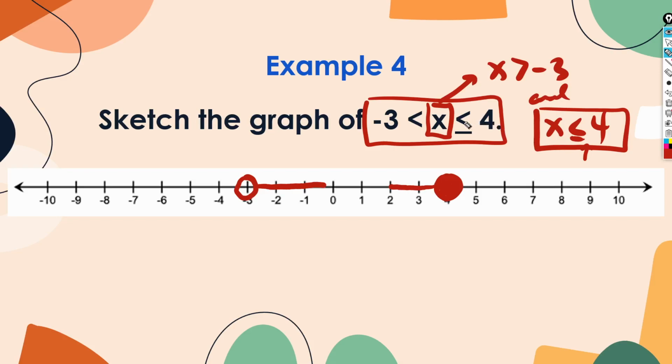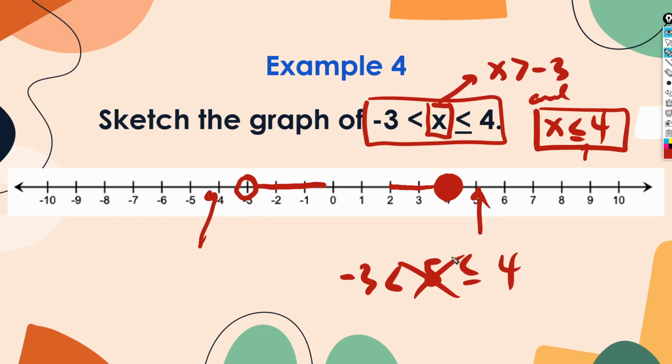Does 5 satisfy this inequality? If I place 5 here, does it make my inequality true? No, it doesn't. Kaya nga hindi pasok ito eh. How about negative 4? Pasok ba dito? Hindi din. Which gives us a clue that my graph would be this. Yan, yung nasa gitna.